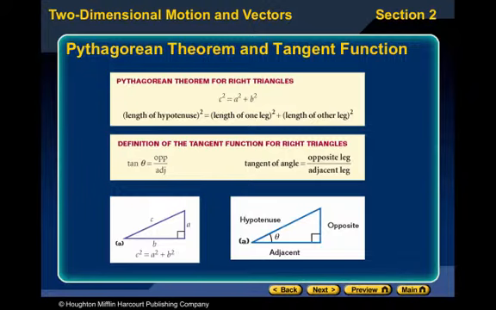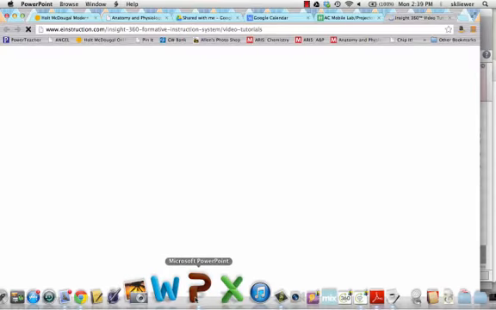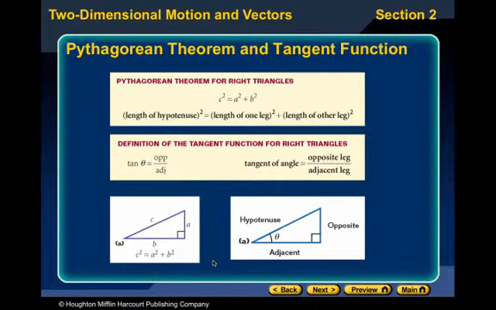Everyone knows the trig function SOHCAHTOA? Sine is opposite over hypotenuse. Cosine is adjacent over hypotenuse. Tangent is opposite over adjacent.